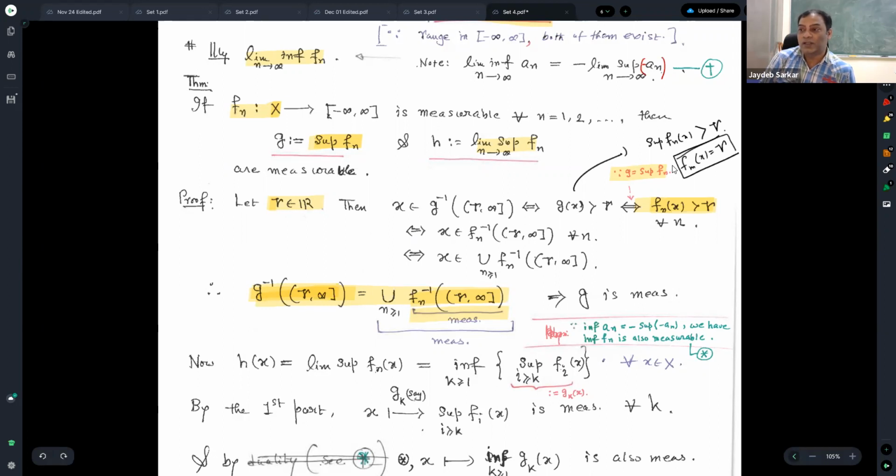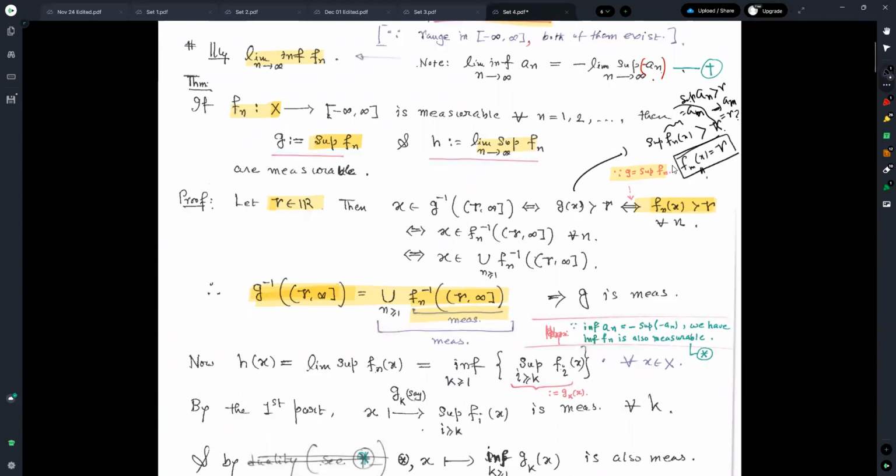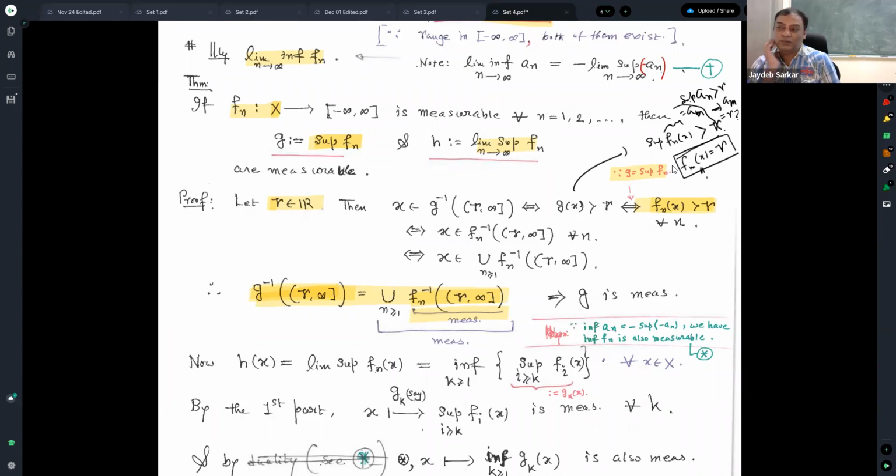Suppose there is an m such that, let's call Fn(x) as an. So if sup of an is larger than R, then is it possible that there will be some am such that am equals R? That is the question you are asking, right? Is it true? Yes or no? Yes, right.